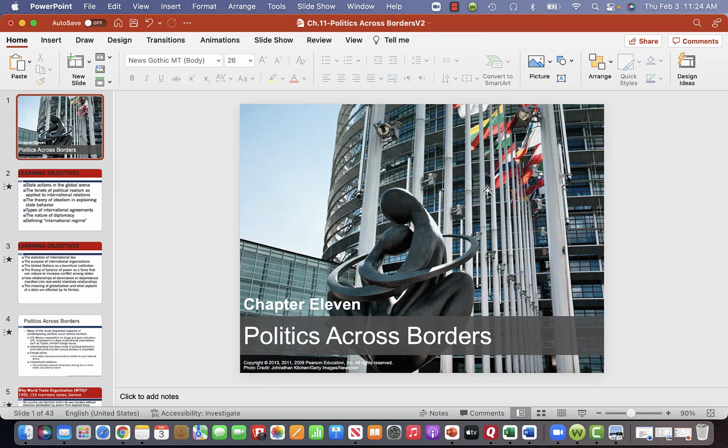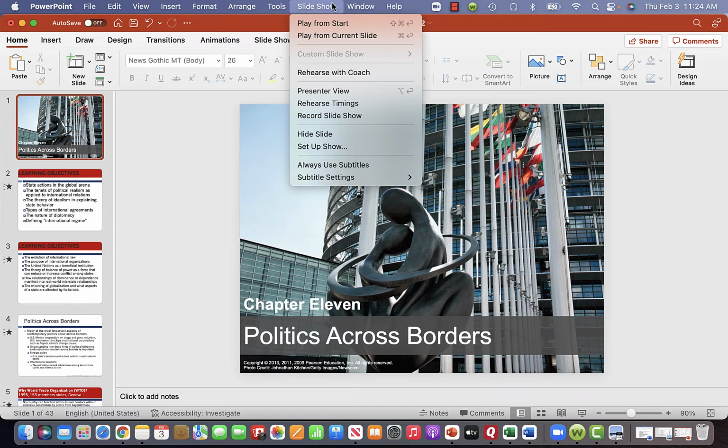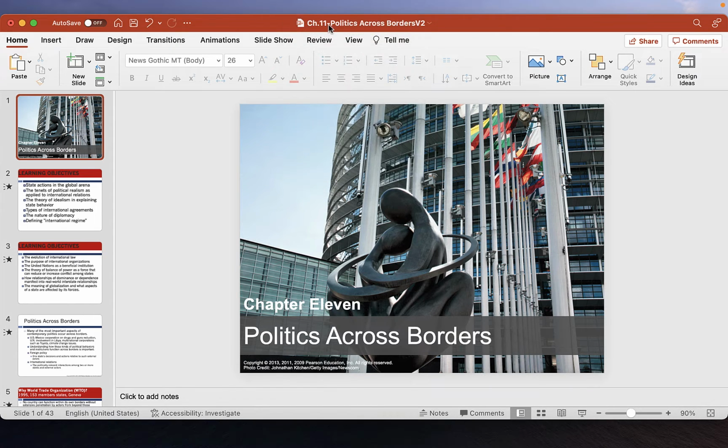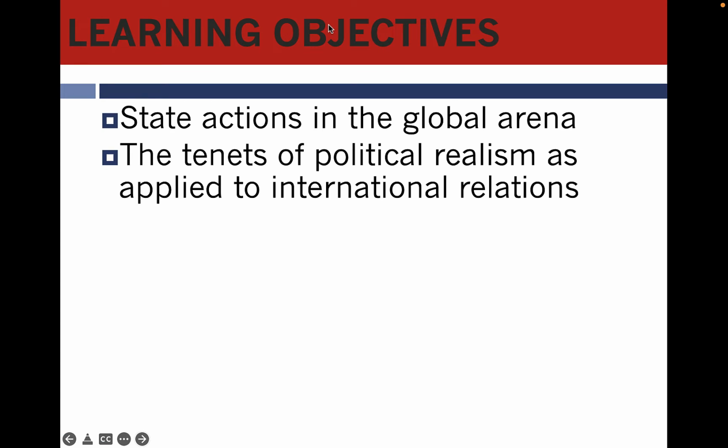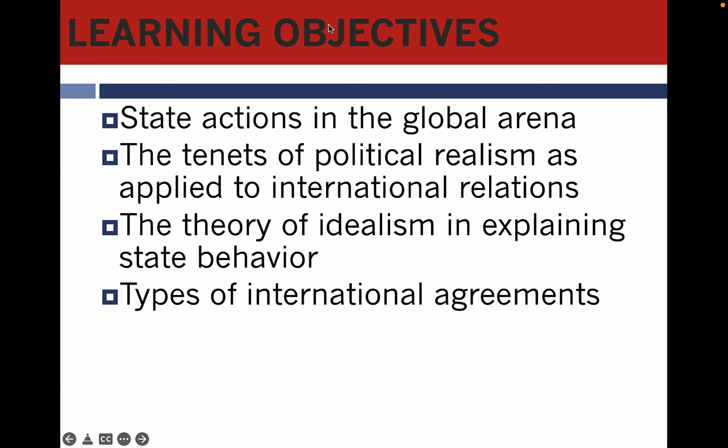Okay, everybody, in this lecture, we're going to talk about both chapters 11 and 12, politics across borders as well as political violence. Now, if we go into chapter 11 and look at that, it talks about the relationship in politics going across borders. Diplomacy, trade, all of that stuff that we kind of expect to hear about. So we're going to talk about actions in the global arena.